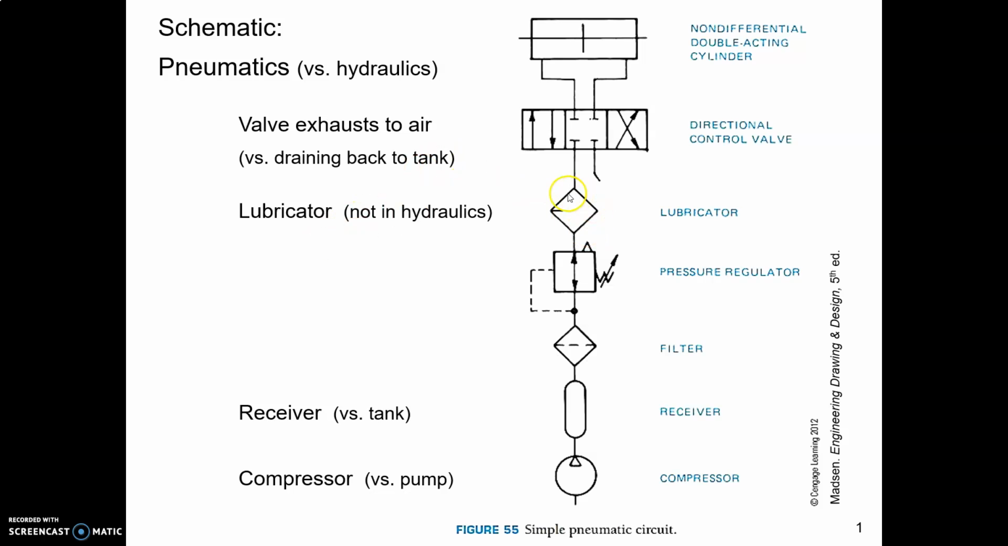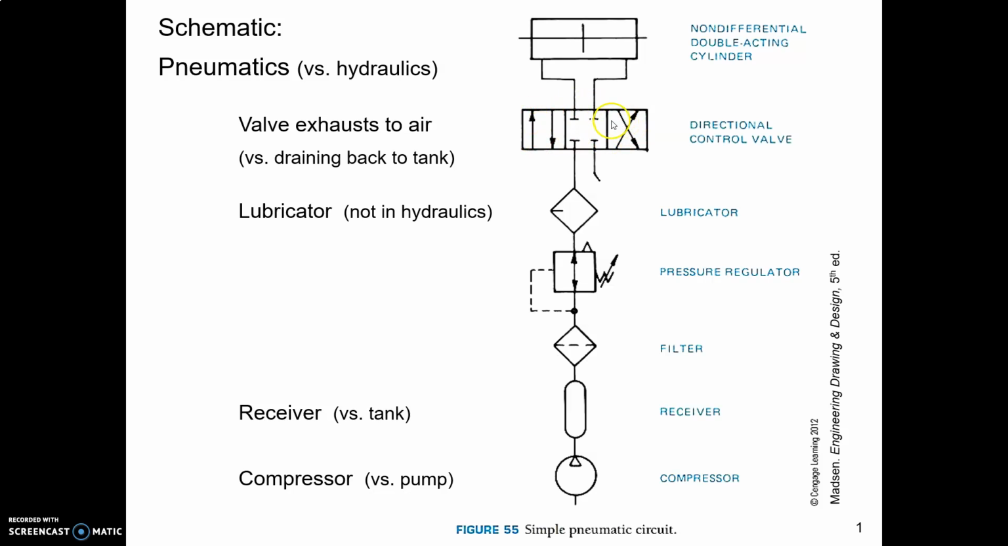Here, this thing that looks a little bit like a filter but isn't, this is a lubricator. That's something that we don't have in hydraulic systems, but we do have in pneumatic systems. We'll look at that in the next set of slides. So it's kind of like a carburetor. It blows a fine oil mist into the air before it goes into the valves and the cylinders.